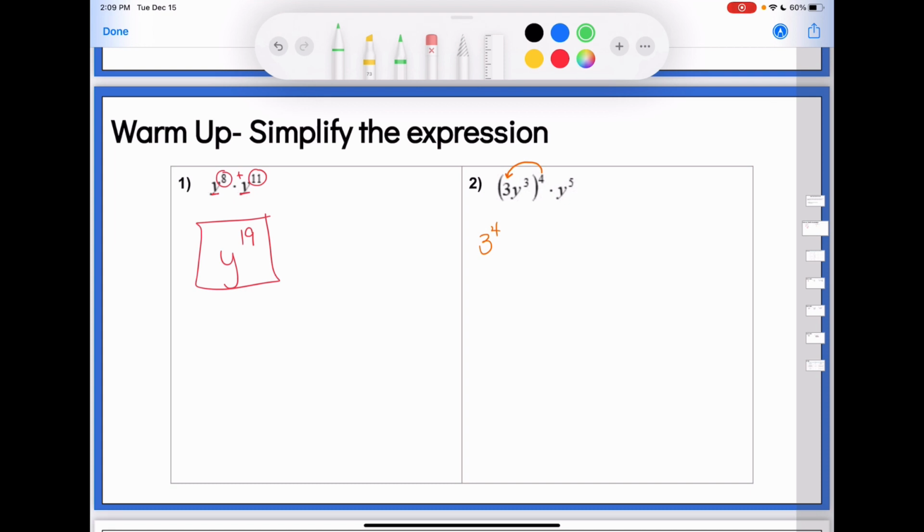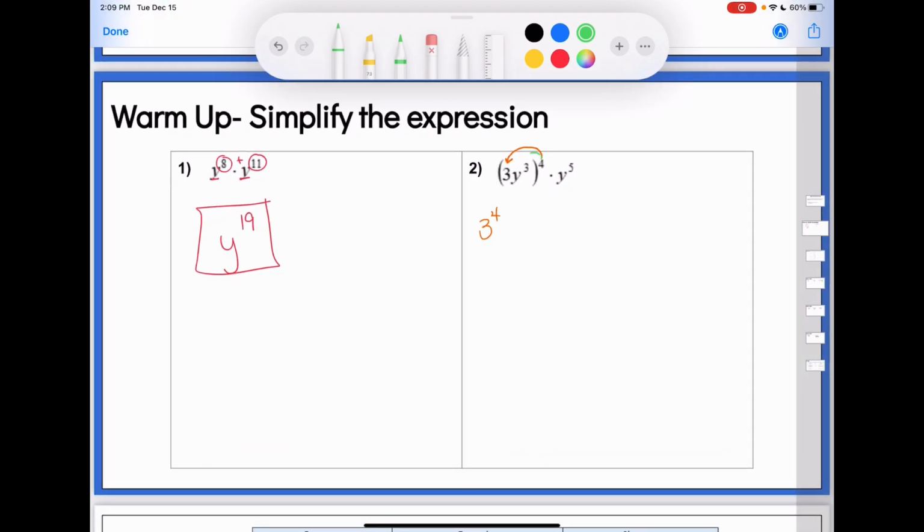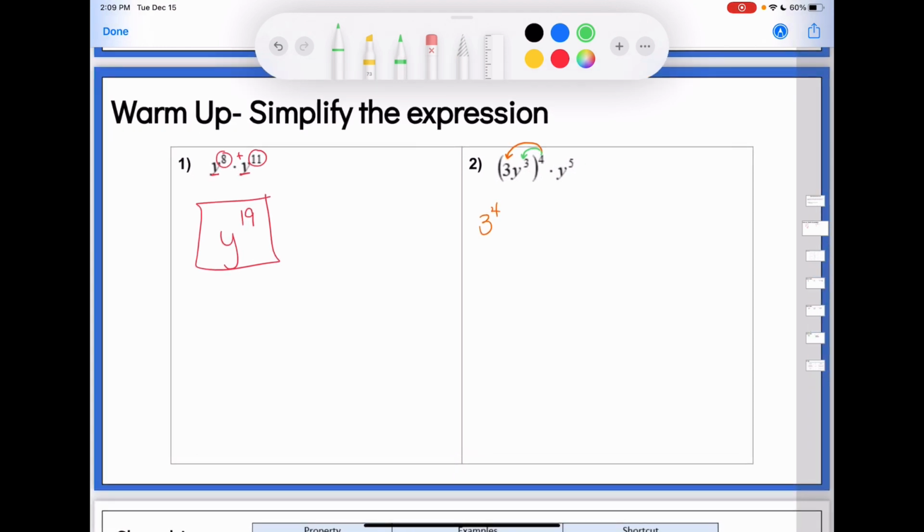Okay? Then I'm going to take that exponent and distribute it to my second base, which is y. Now that one already had an exponent, so when I have a power to a power like that, I am going to multiply. So this becomes y to the 12th. And then I'm just bringing down my times y to the 5th because that didn't change at all.